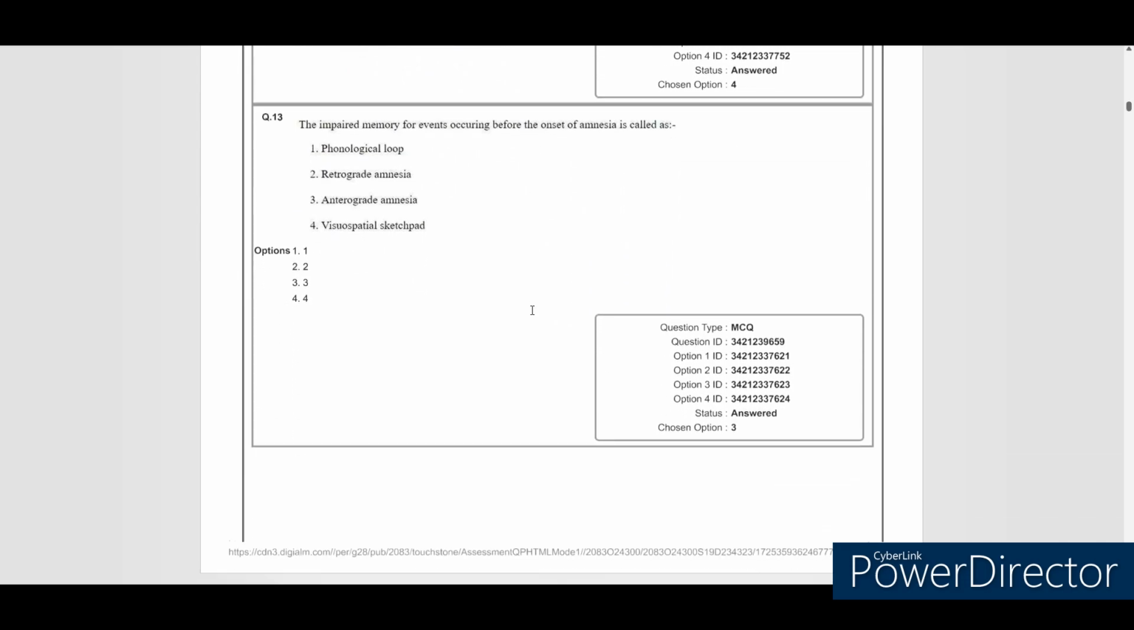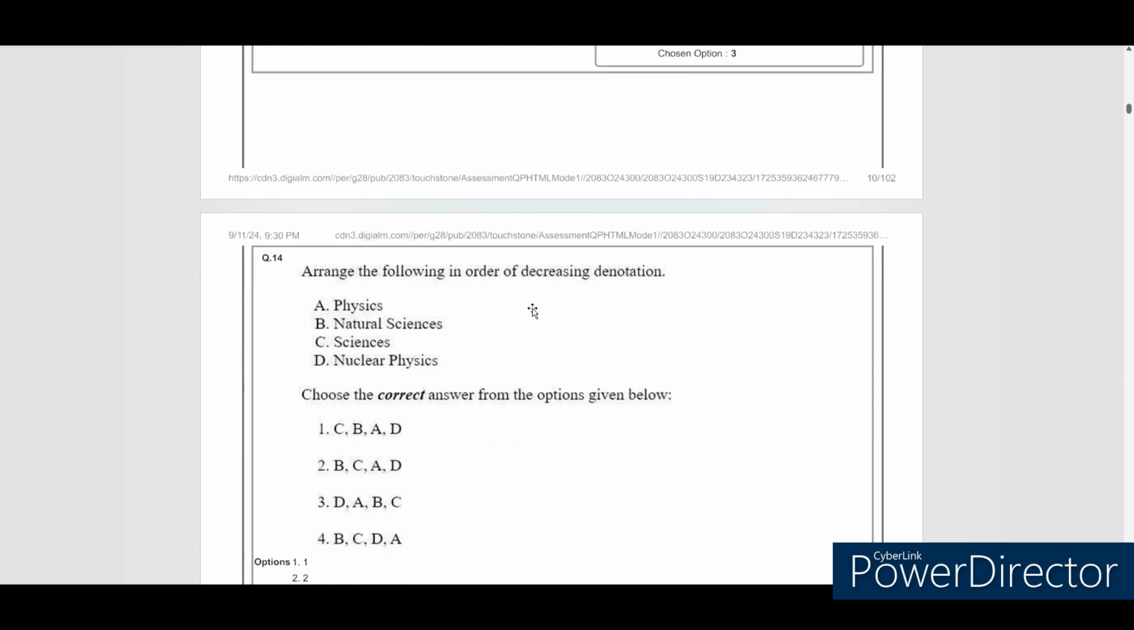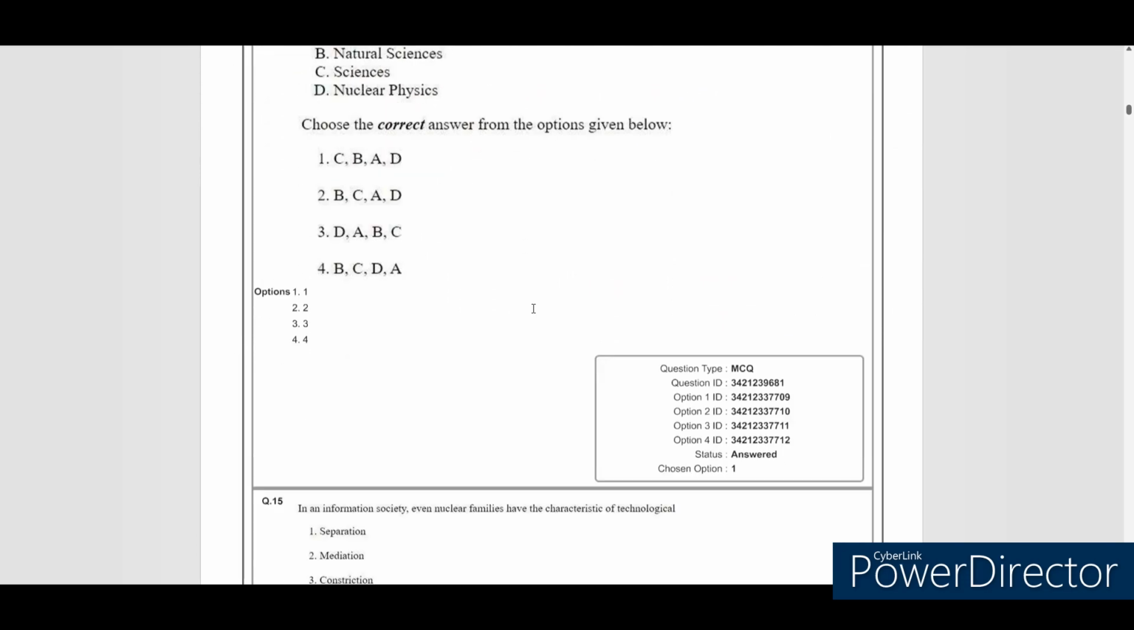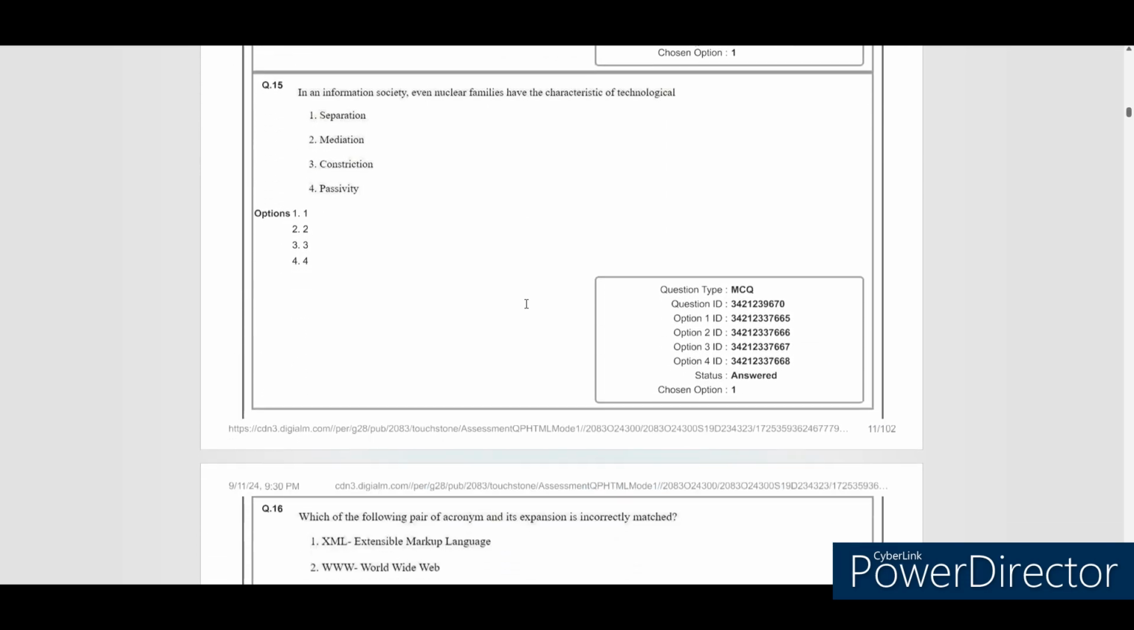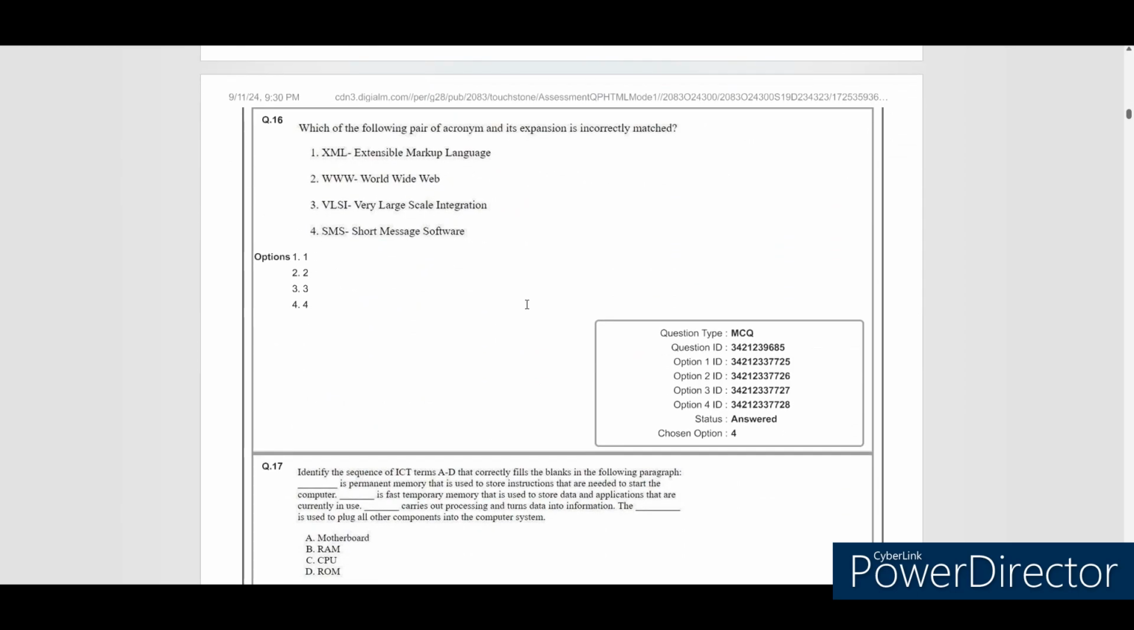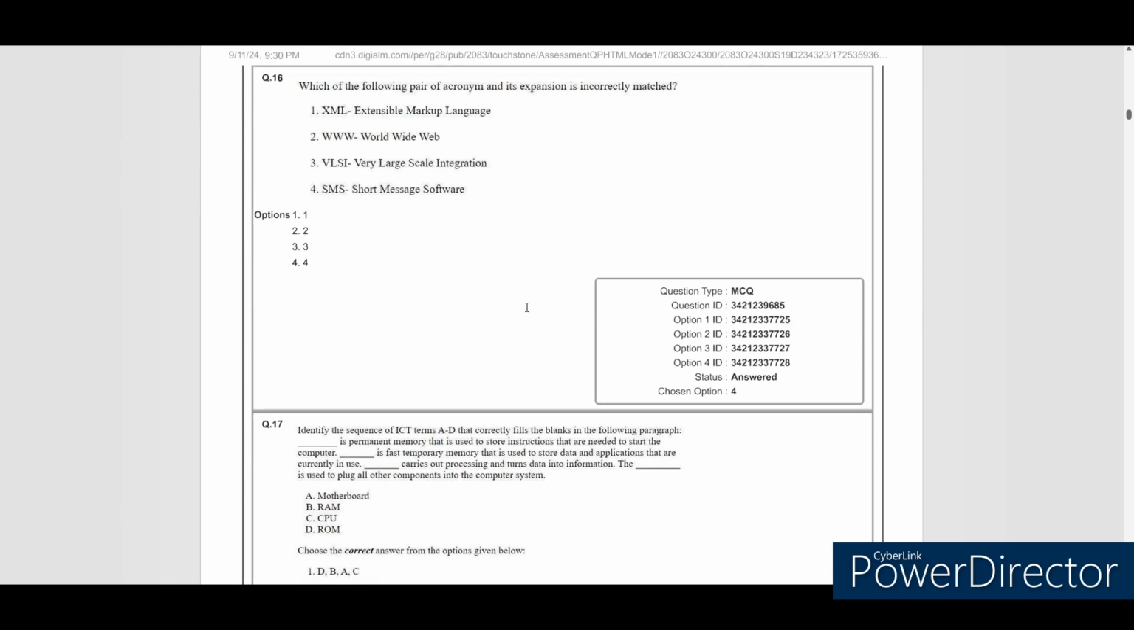Question number 13, I am not going to answer this now. Question number 14, I will skip it now. Question number 15, I'll skip it. And coming to question number 16, very easy. I think SMS, that is short message software, is not the correct full form of SMS.